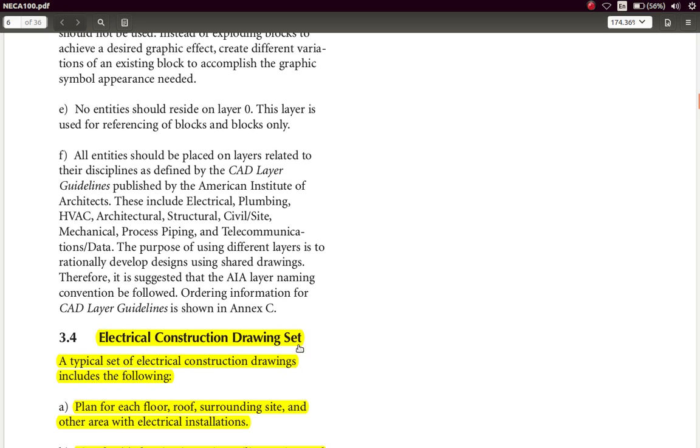The electrical construction drawing set. We will look at the electrical construction drawing set in a separate video.